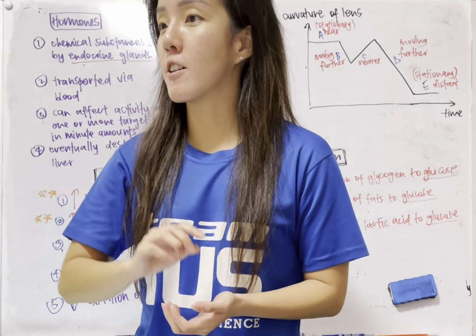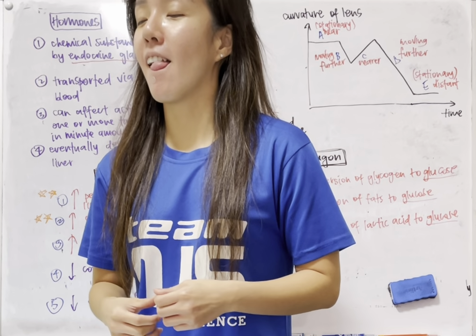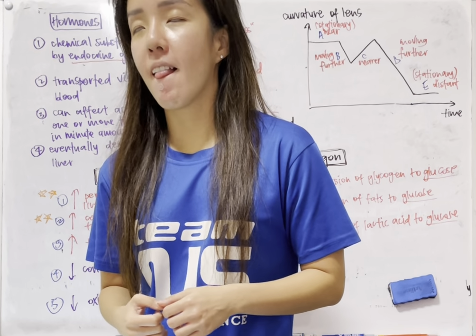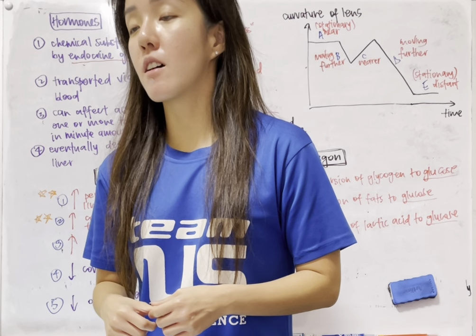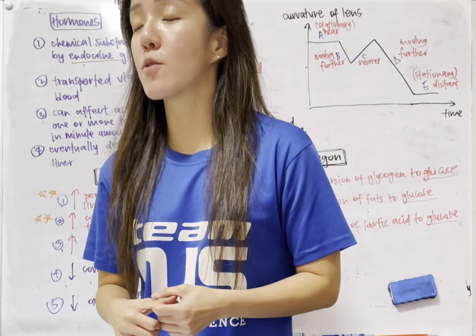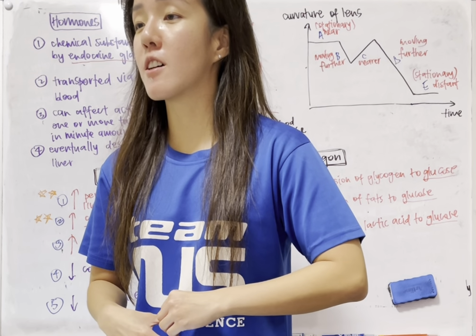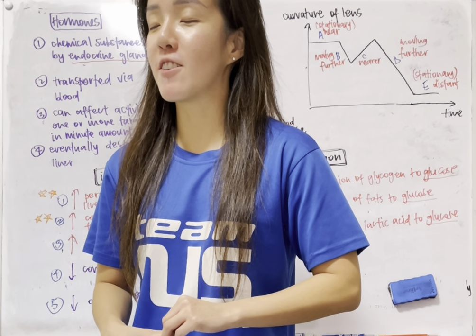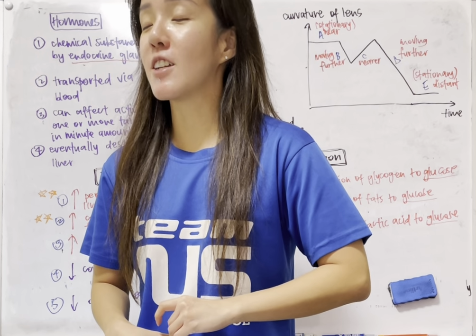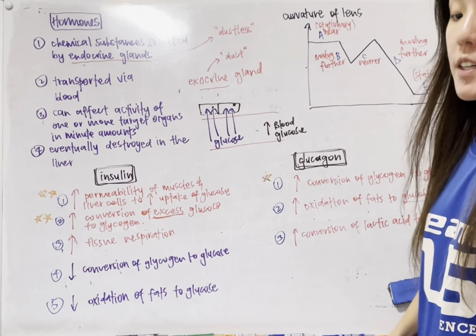All the functions of glucagon: increase conversion of glycogen to glucose; increase oxidation of fat into glucose; and increase conversion of lactic acid, the one that is produced during anaerobic respiration, into glucose. Yes. Okay, so take note. Alright, so these are the effects of glucagon.